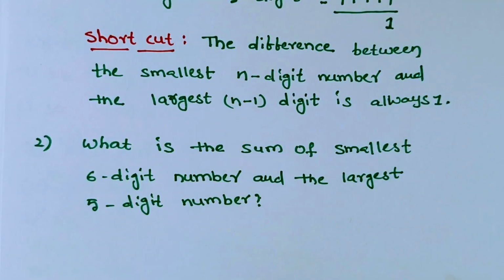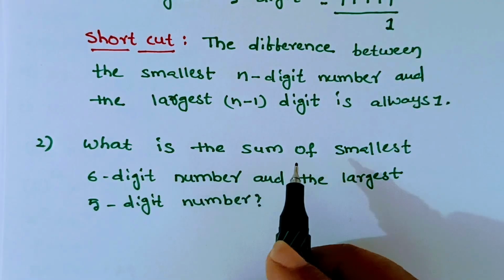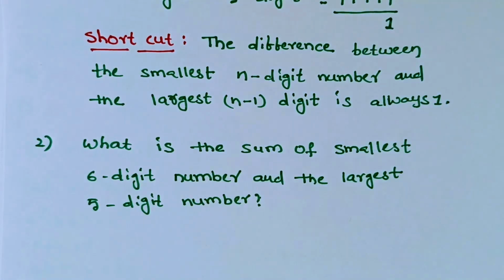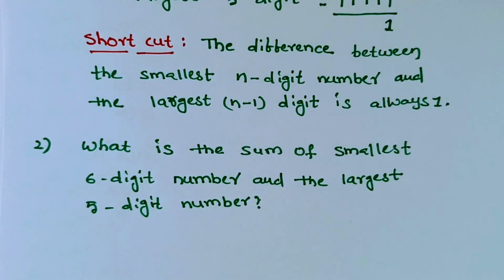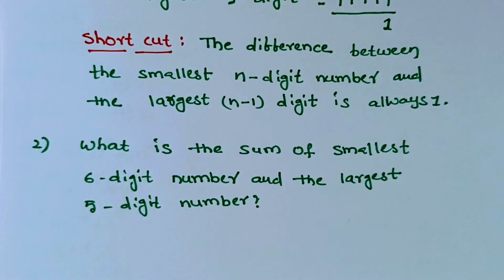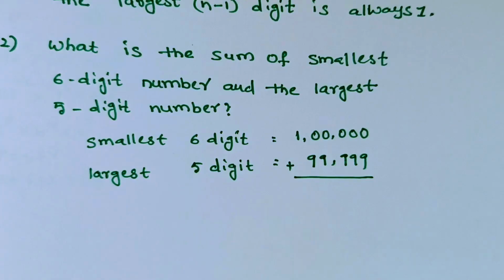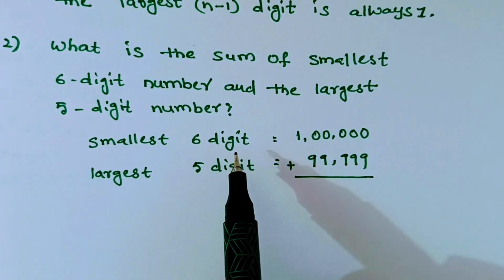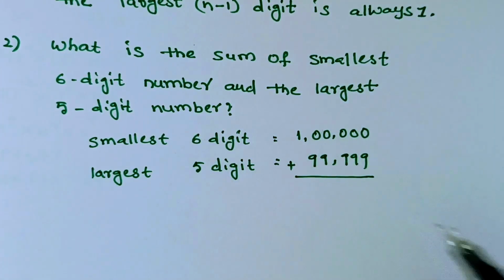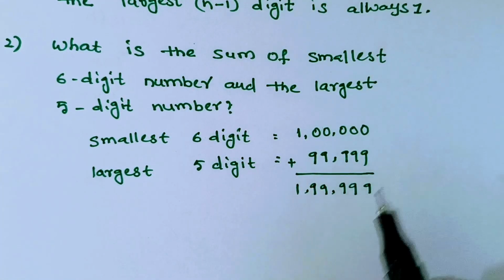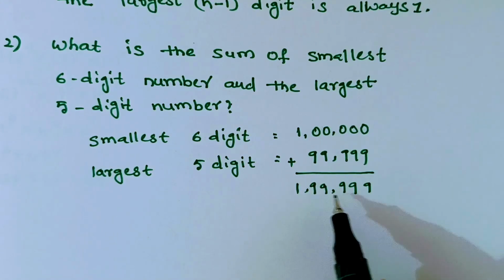First question, difference. Second question, sum. What is the sum of the smallest 6-digit number and the largest 5-digit number? Write both numbers: the 6-digit smallest number and the 5-digit largest number. In the previous question we saw the difference. Now addition: the sum means addition. Add 1 lakh plus 99,999. The sum is 1,99,999.